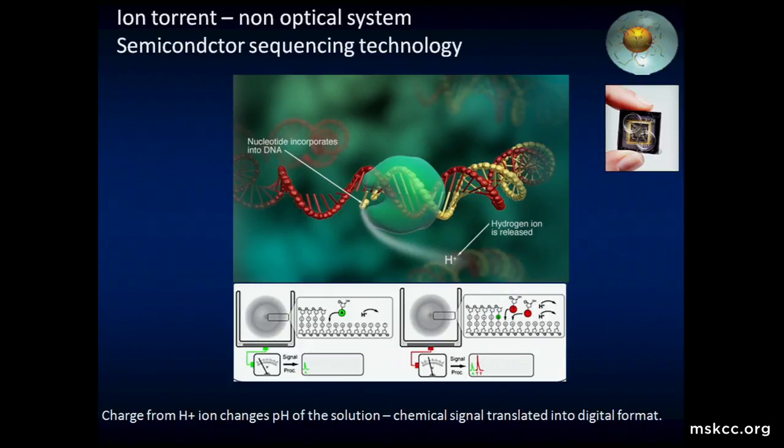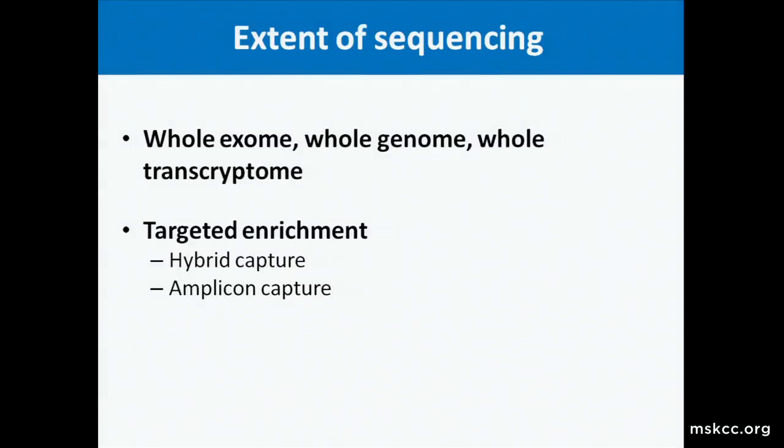And this has an impact on the kind of information that you can get from the assay, and also the accuracy of the information. So the extent of sequencing that you can do with these two platforms as tools for molecular diagnostics is very different depending on the platform and depending on the assay that you have designed. So you can do whole exome, whole genome, whole transcriptome on something like Illumina, for example, but on Ion Torrent, you're doing more targeted enrichment.